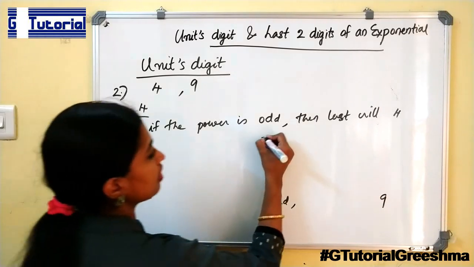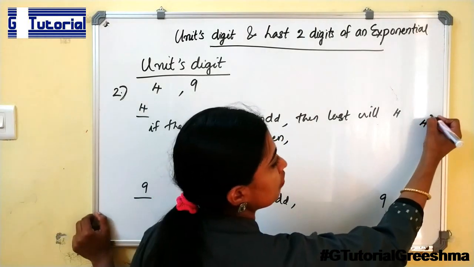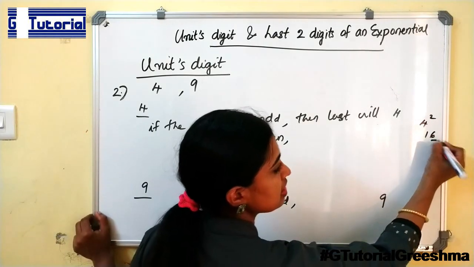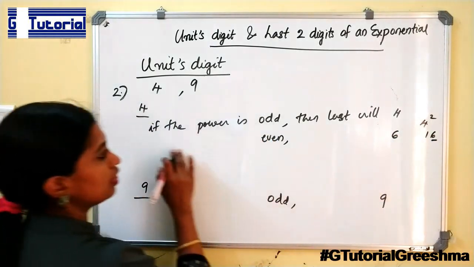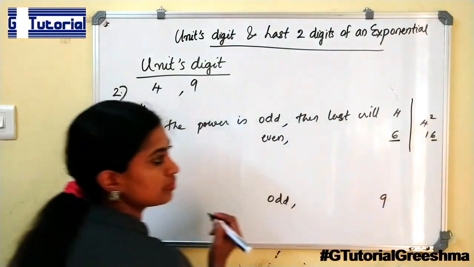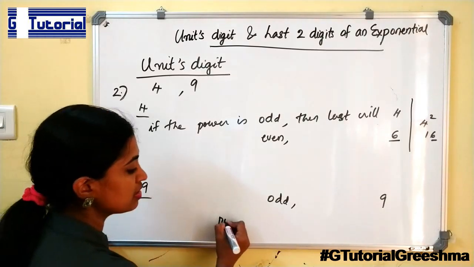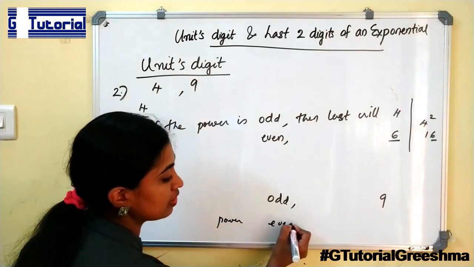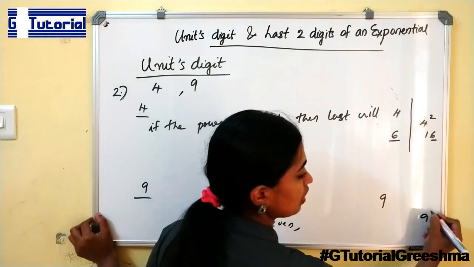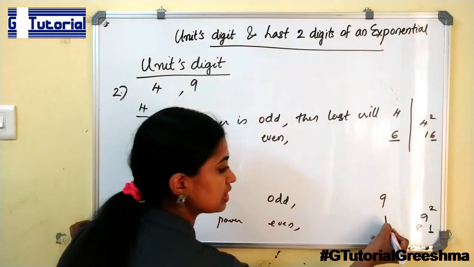But if the power is even, then the last digit will be, what is 4 square? 4 square is 16. Last digit is 6. So the last digit when the power is even is 6. Similarly, in the case of 9, if the power is even, then the last digit is, what is 9 square? 9 square is 81. Last digit is 1. So in this case also, the last digit is 1.